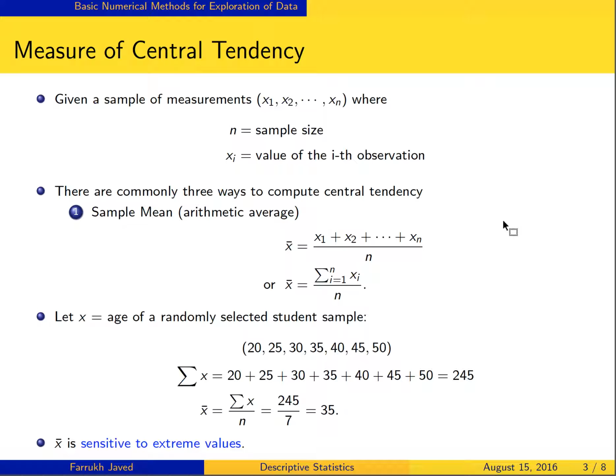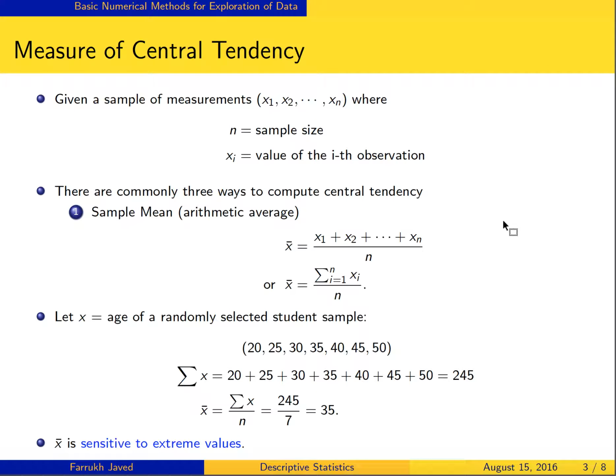The problem with this measure is that it is sensitive to extreme values. So if you have a single value, say 70 or 80, if that value comes up into that example, the whole mean would be shifted toward that particular value. That's why extreme values attract, or better to say push, the mean value toward themselves. This is the problem with arithmetic mean, and that's why arithmetic mean is not always a good measure of central tendency.